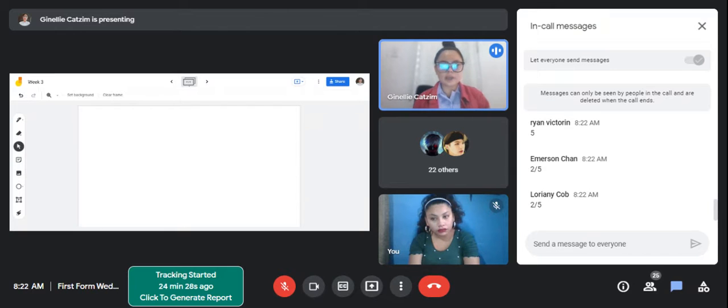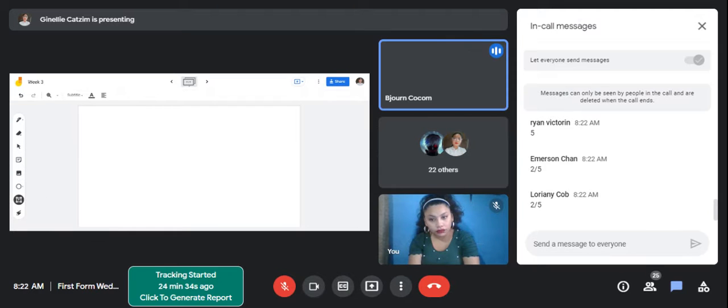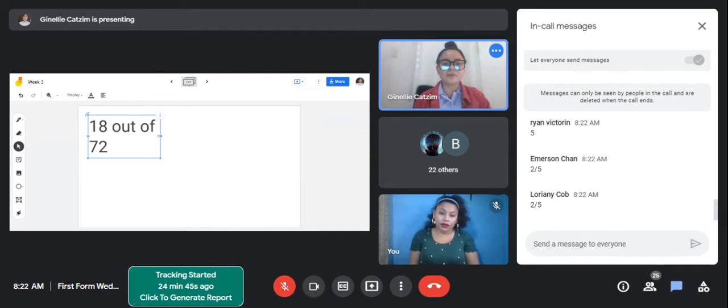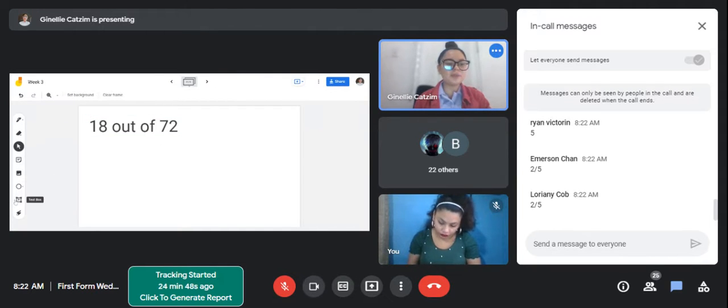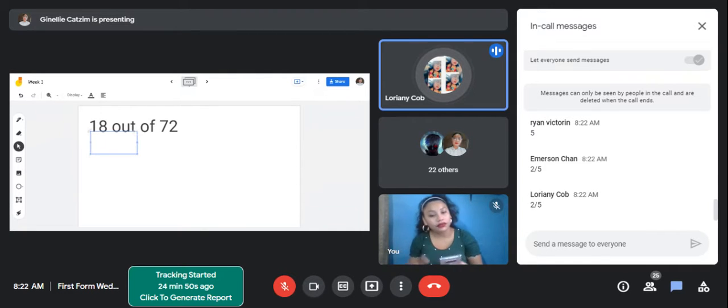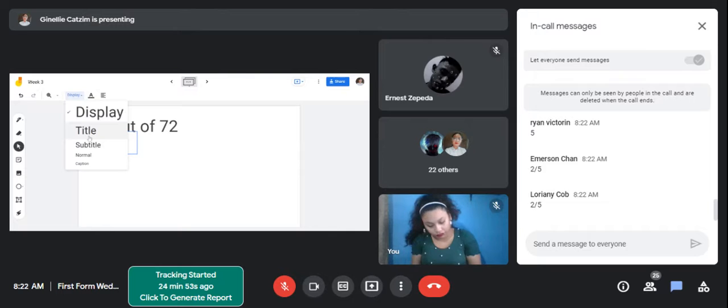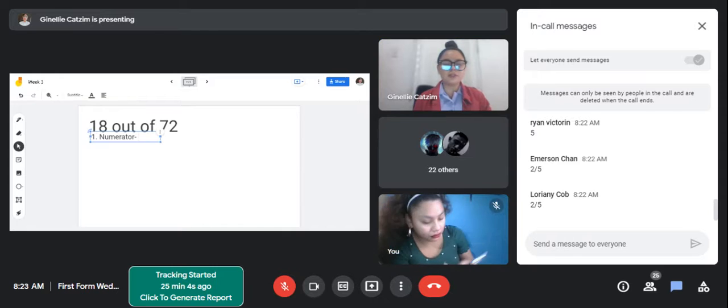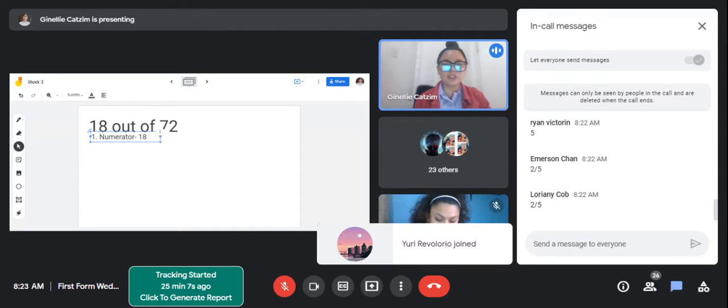I don't think I can do that on the next page here. So the next example, 18 out of 72. Miss, I can't see anything on that. No, I'm just writing 18 out of 72. What is the first step? Write the numerator, miss. Very good. Find the numerator. In this case, which is the numerator? 18. Very good.